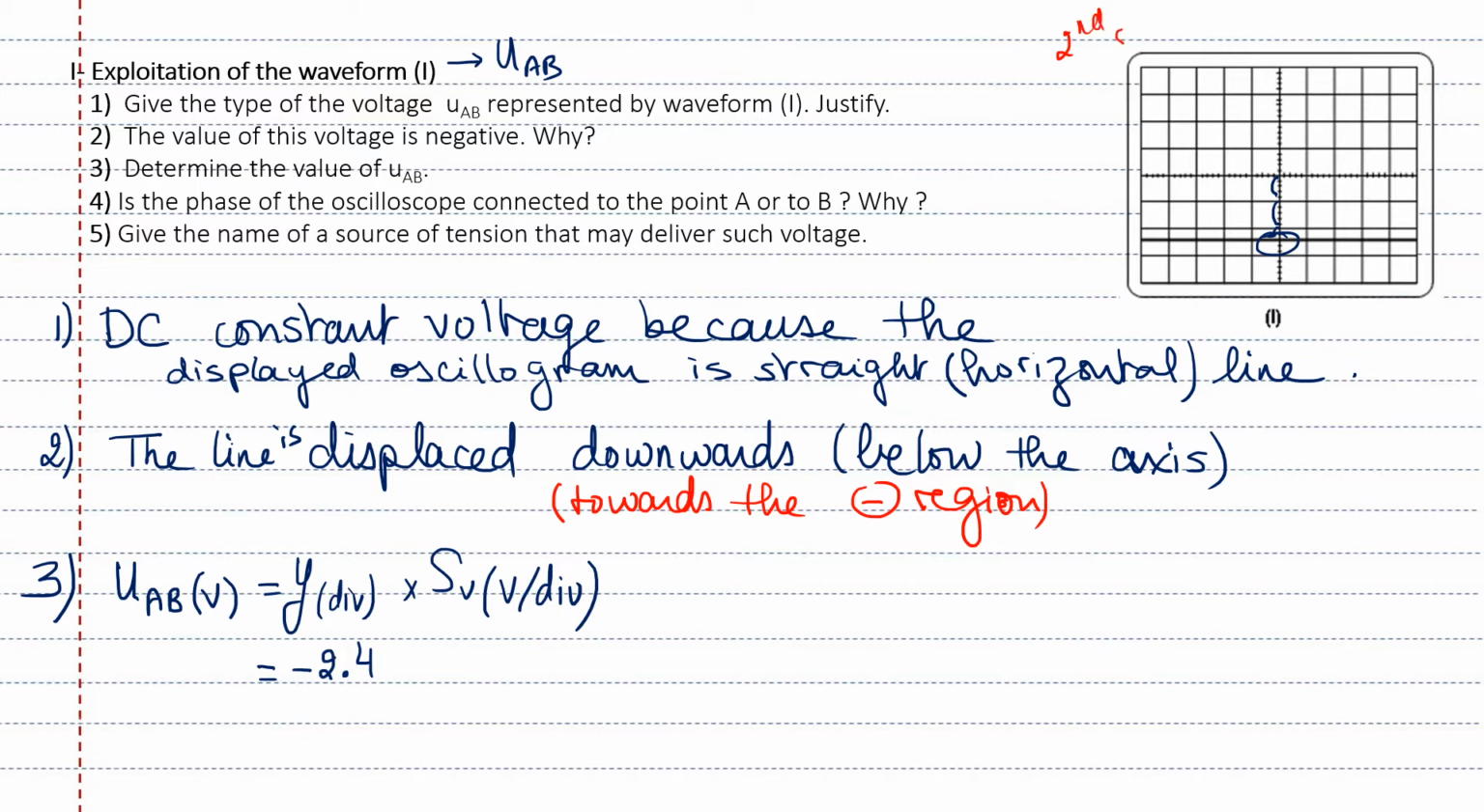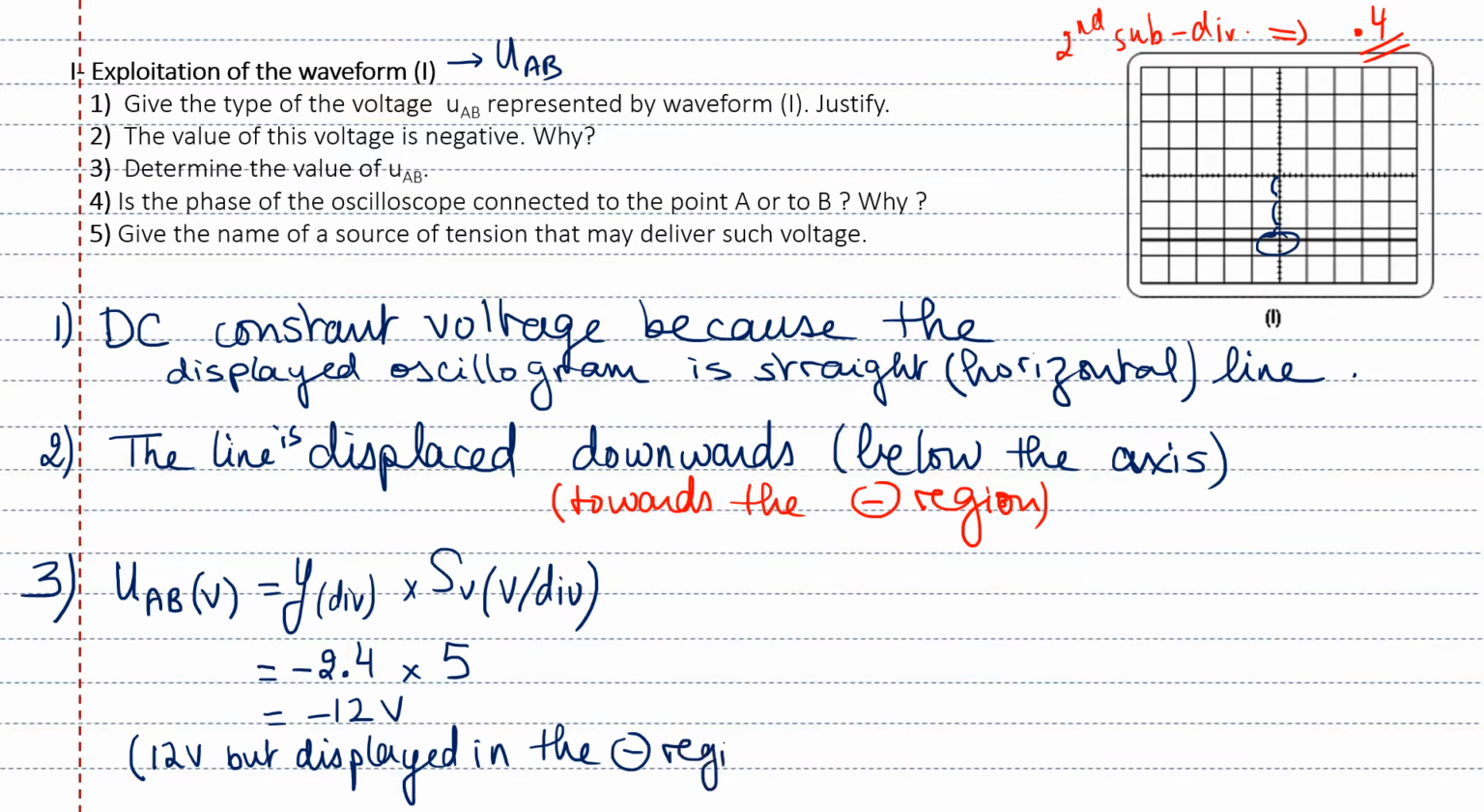Second subdivision, then 0.4 and not 0.2. Keep that in mind. Multiplied by 5, which is minus 12 volts. So the voltage is 12 volts, but displayed in the negative region. In the negative region. I always like to give the negative sign a meaning so that it's not just treated as a regular number.